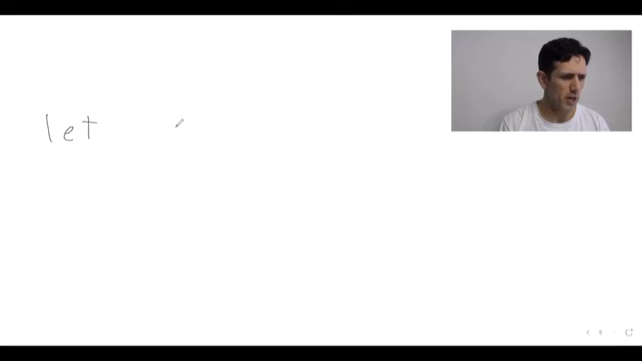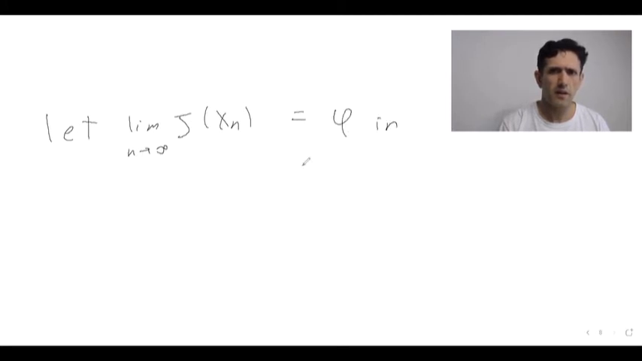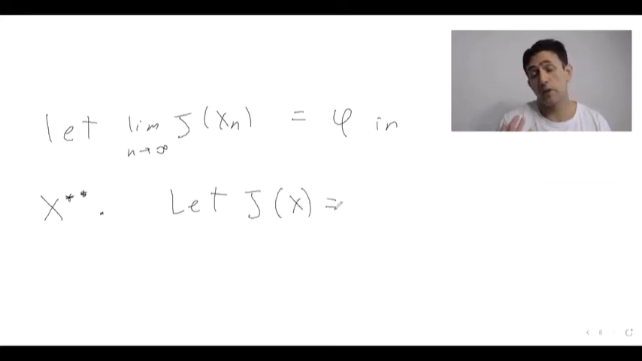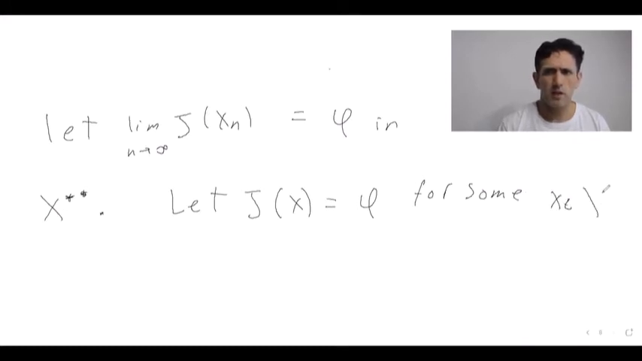So let's say J of Xn converges to phi in X star star. Now here I'm going to use reflexivity. So this J here, we're assuming is surjective. That's what it means for X to be reflexive. So let's say J of X equals phi, for some X in big X. Right, so that means, well, I claim Xn converges to X, and that's pretty easy.